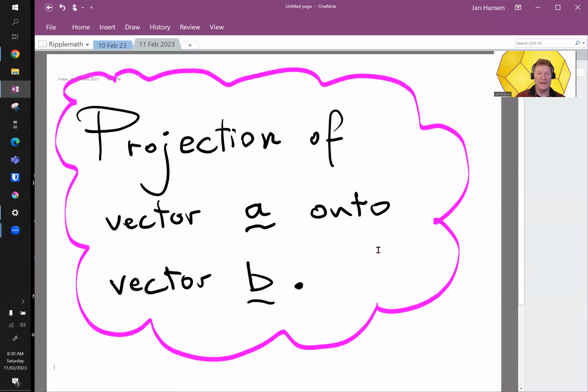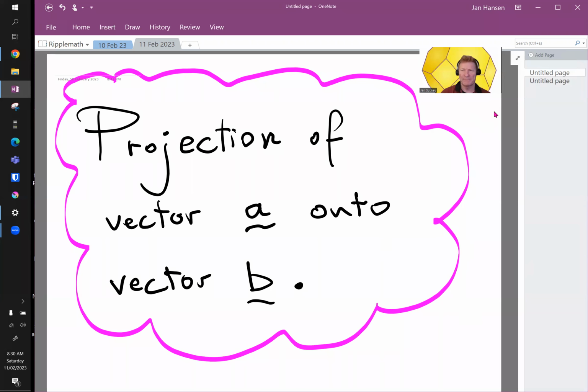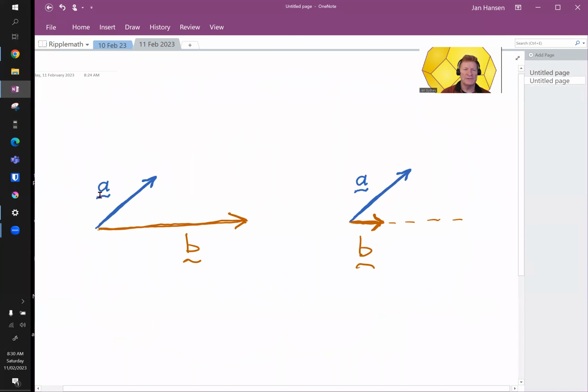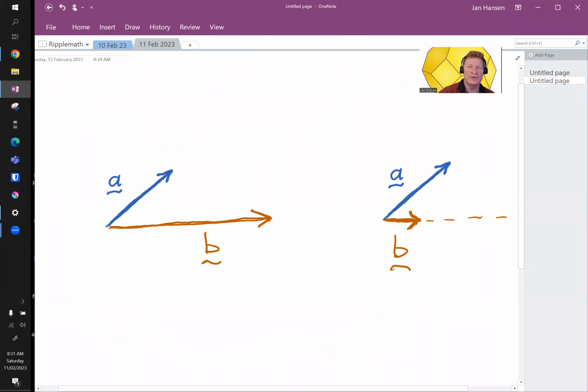So, projection of a vector A onto a vector B. Now I'll draw a little diagram. Here you see a vector A, and what we're going to do is project it onto vector B. I've drawn two diagrams to show what happens when vector A is the same, but B is shorter and longer. It doesn't make any difference, in fact. The projection is the same.